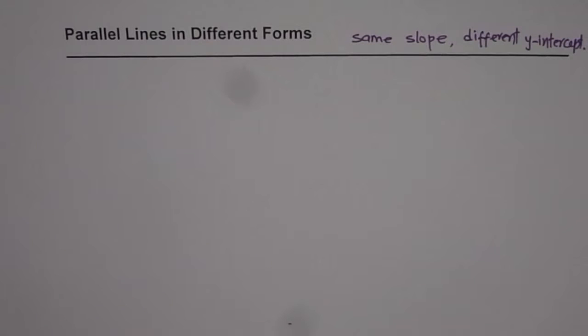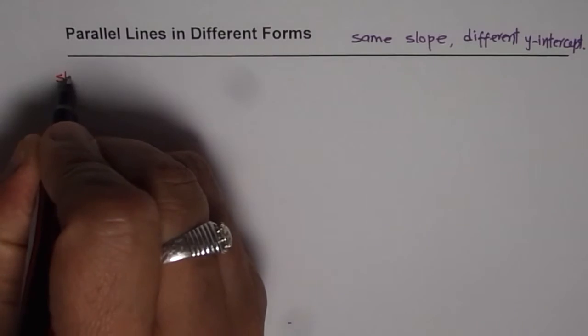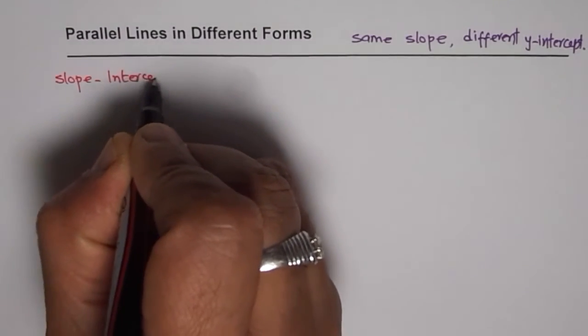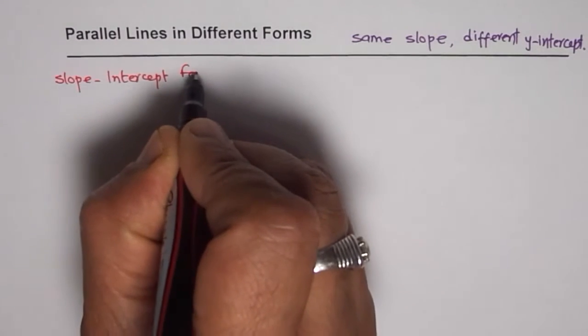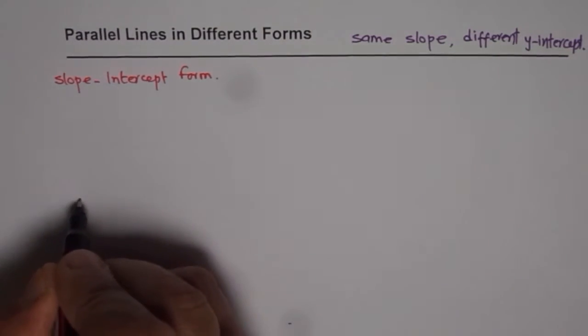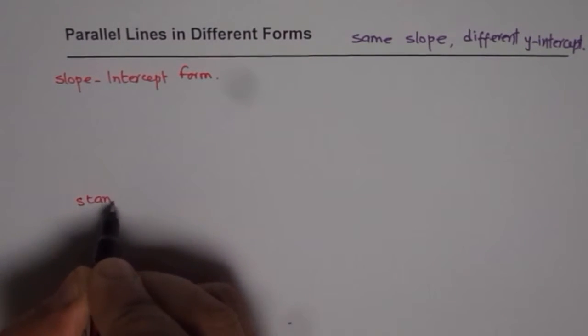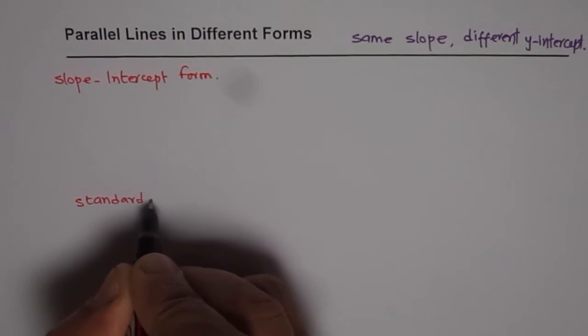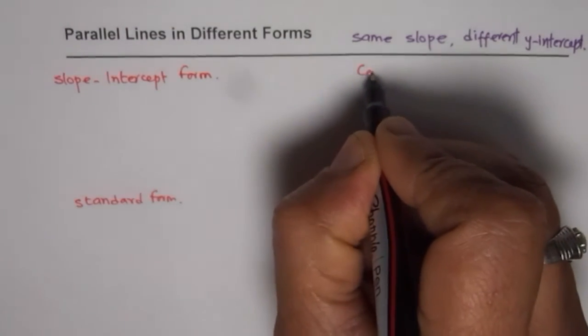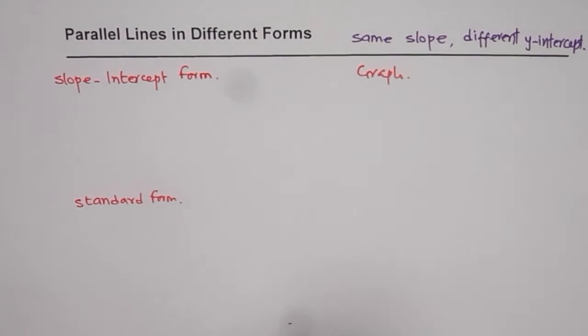We'll consider equation of lines given in slope-intercept form. And we will also discuss when we are given equation of line in standard form. And then we will take up examples from graph of lines.